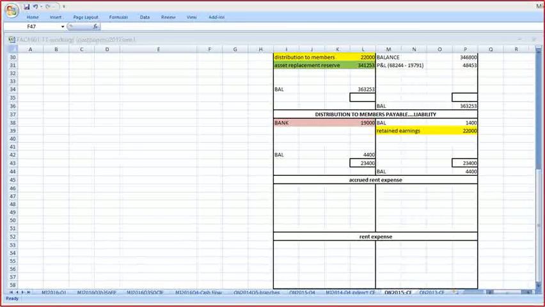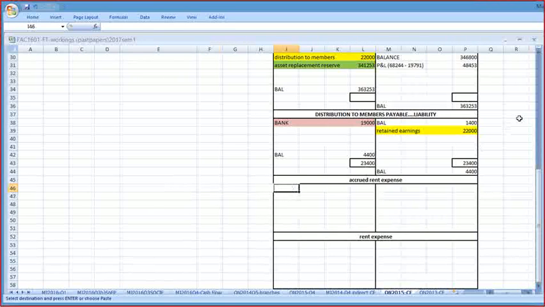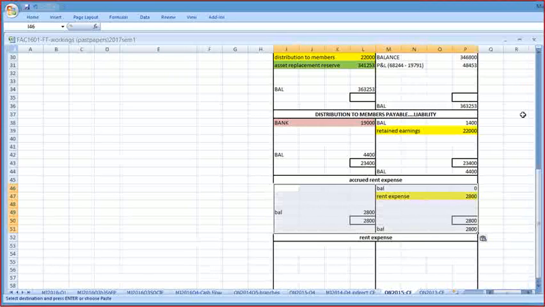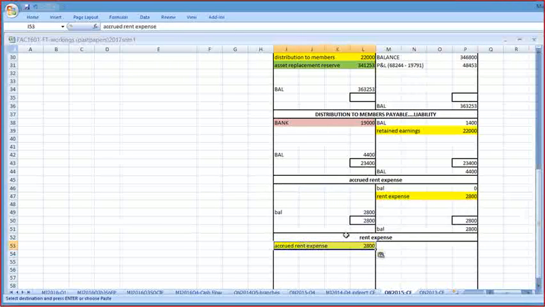Okay, so first balance the accrued expense. What's the balancing figure going to be? Debit or credit? And which side? Well, it's 2,800. It's going to be on the credit side. Okay, where is that going to go? To the rent expense.